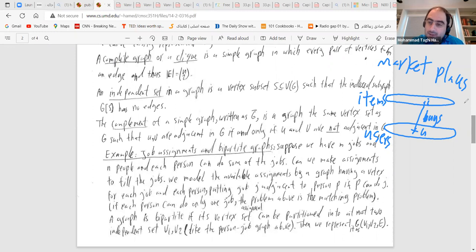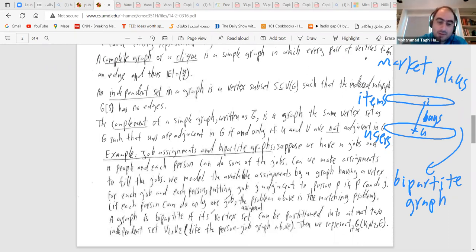So this graph is called a bipartite graph. We see this one a lot. So what is a bipartite graph? A graph is bipartite if its vertex set can be partitioned into at most two independent sets, V1 and V2. If you consider this graph of items versus users, you can consider the whole thing as your graph. But here we have two independent sets: one is the items, one is the users.